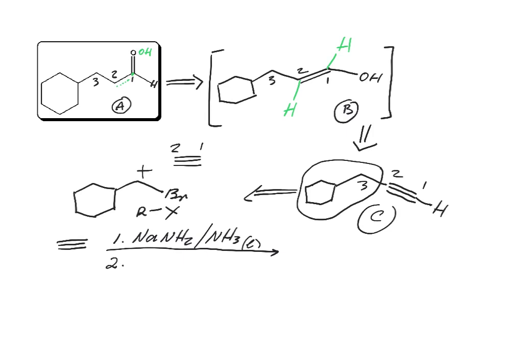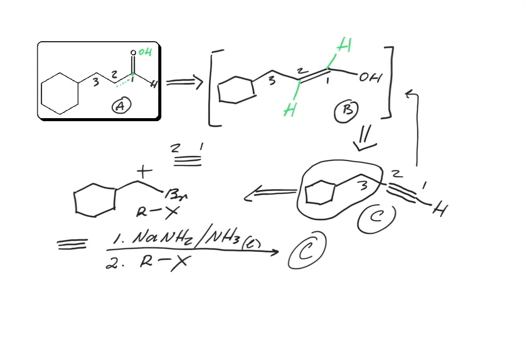attack the electrophile, our alkyl halide, leading to chain extension. So the second step is the carbon-carbon bond forming reaction, whereas the first step is deprotonation. So chain will be extended on the left-hand side of the acetylene to give us alkyne C.